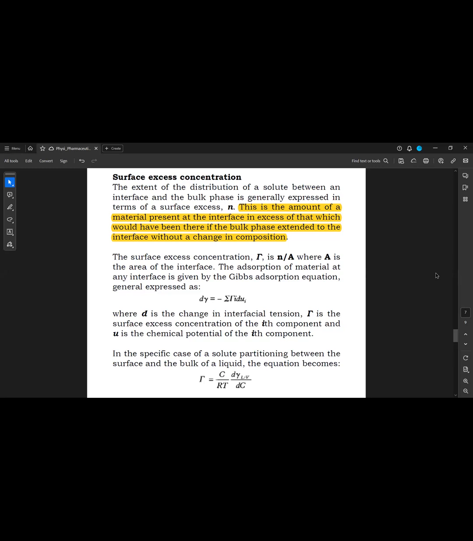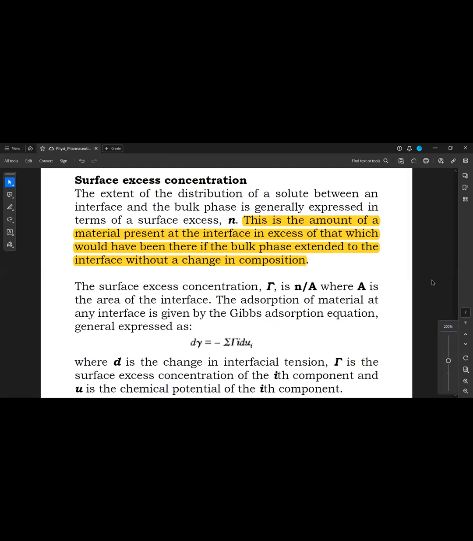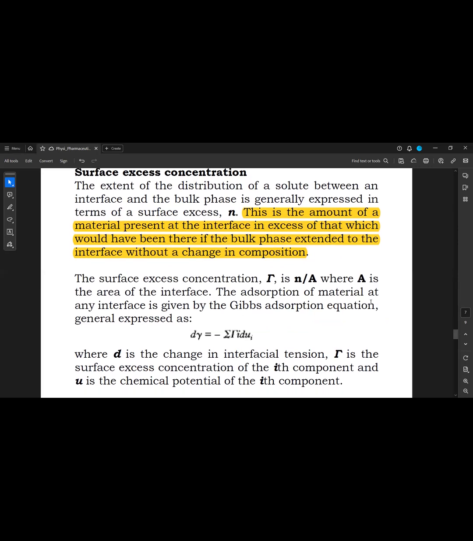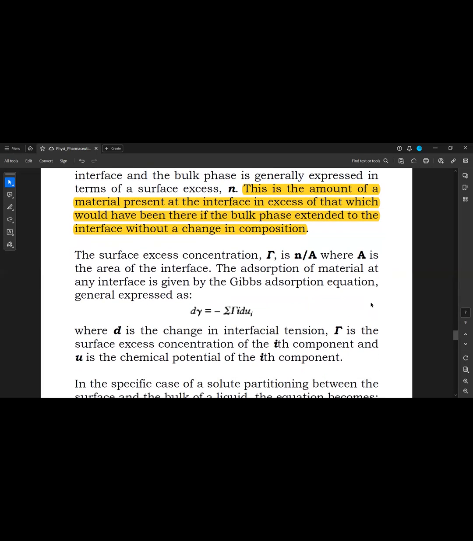I'm not able to explain that sentence properly, but the surface excess concentration is where A is the area of the interface. The adsorption of the material at any interface is given by the Gibbs adsorption equation, which is expressed as that formula, which I can't even read. D is the change in the interfacial tension. This is the surface excess concentration. And this is the chemical component of.